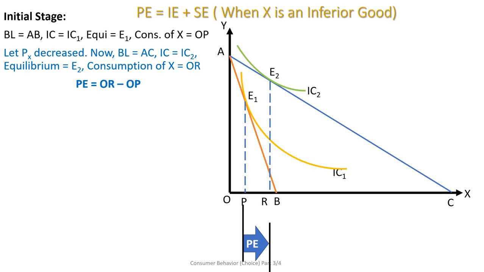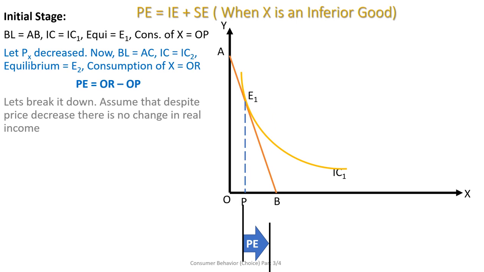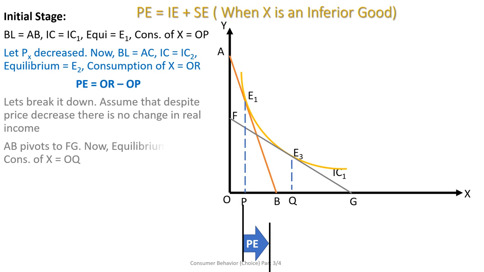Now let's break it down and let's assume that despite the price decrease, there is no change in the real income. Therefore, the budget line will no longer be AC. In fact, AB will pivot to FG. The new equilibrium will be at E3 and the consumption of X will be OQ. So the substitution effect is OQ minus OP.